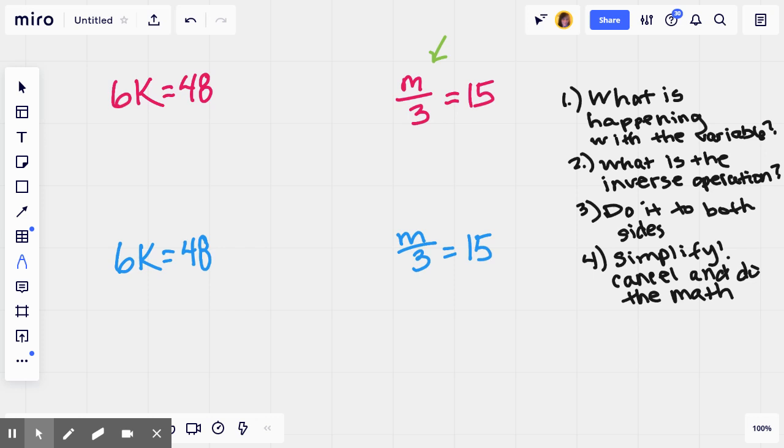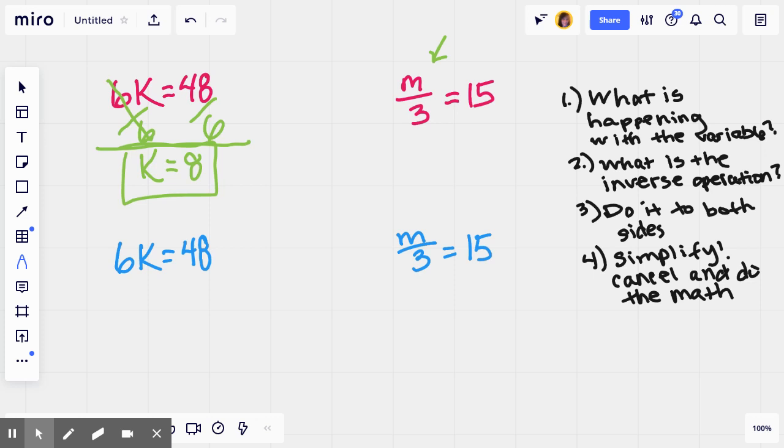So the answer to the first question, what's happening with the variable? Multiplying. What is the inverse operation? Well, I know the inverse operation from multiplication is division. So then do it to both sides. Okay, great, we will. So what's the inverse operation of multiply by 6? Well, that would be divide by 6. And of course, I'm going to show that with my slash. Okay, and then let's look at the last step. Step 4, it says simplify, cancel, and do the math. All right, I'm going to cancel. That means I can bring my k down. And then I'm going to do the math. 48 divided by 6 is 8. And I'm done.